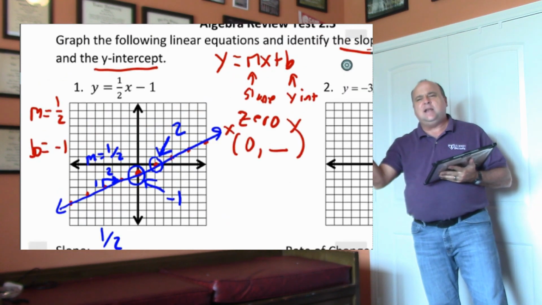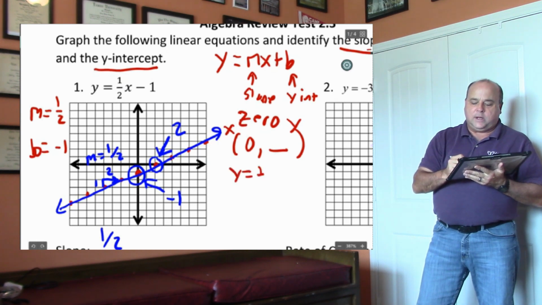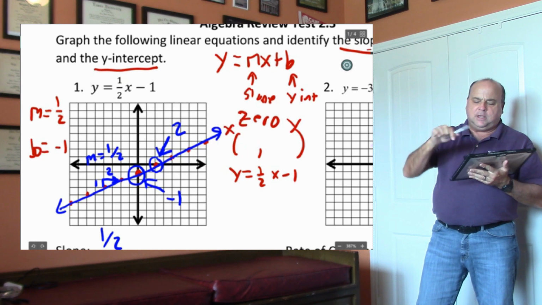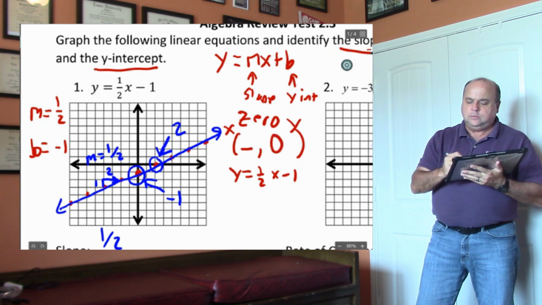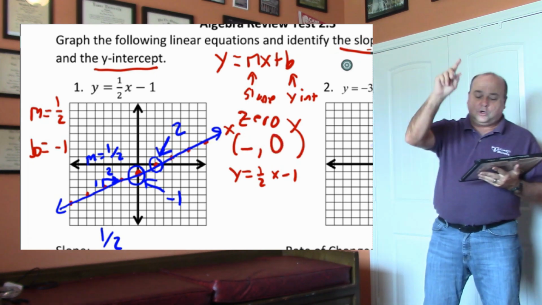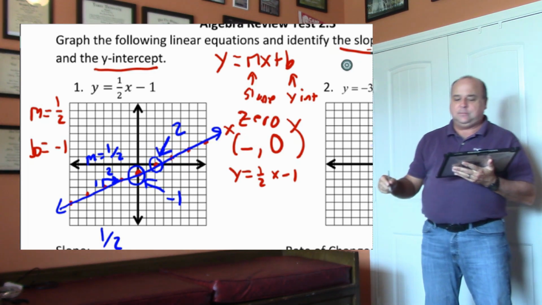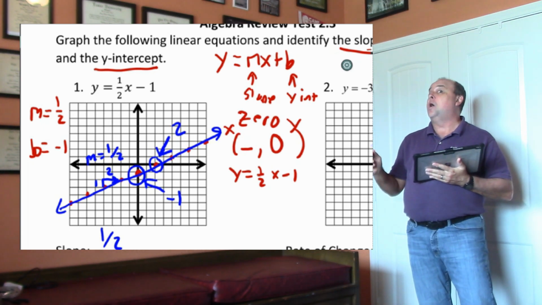Now then, what if you didn't have a graph? Okay, let's write down y equals 1/2 x minus 1. And I'm sorry, your zero is going to be... Jiminy Crickets. I'm sorry. Your zero is going to be where the y is 0, not the x. That's your y-intercept. I did that on purpose to see if you were paying attention.